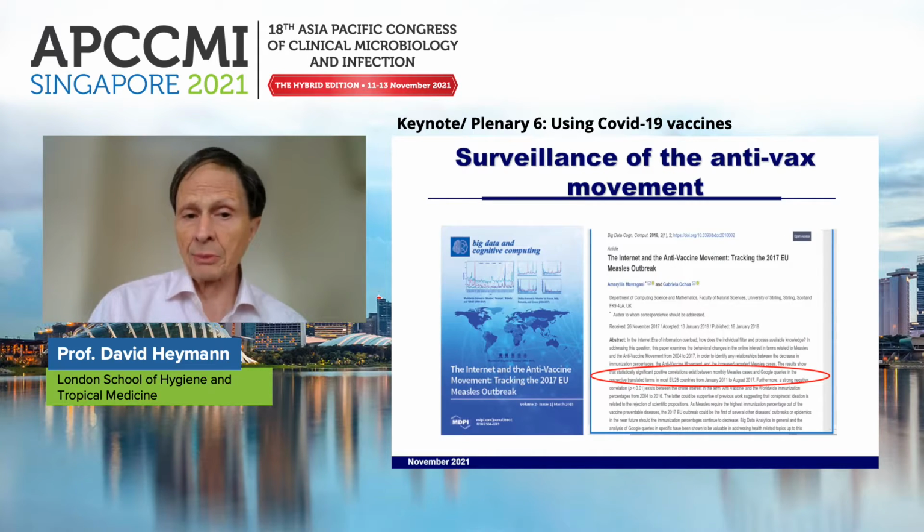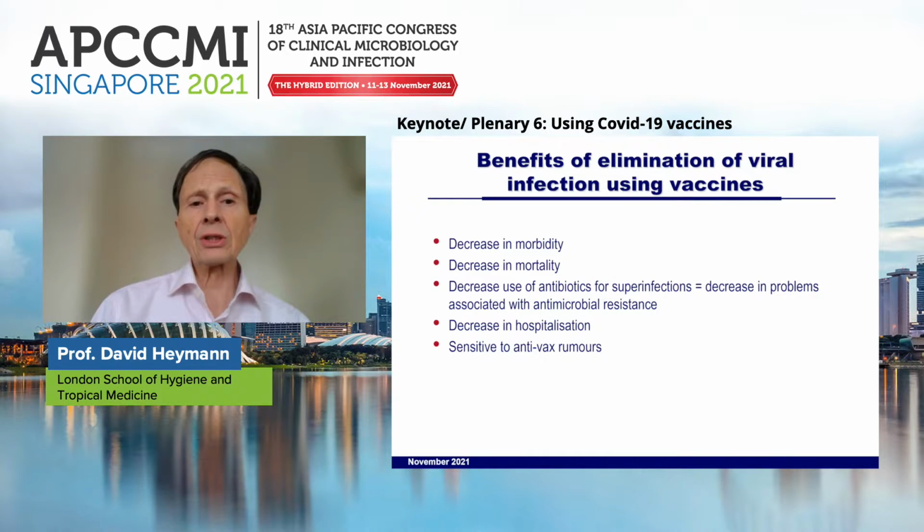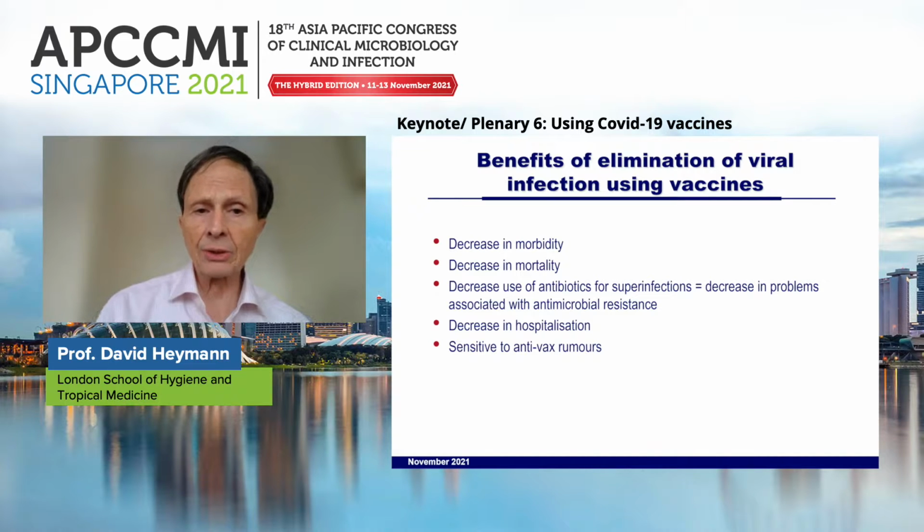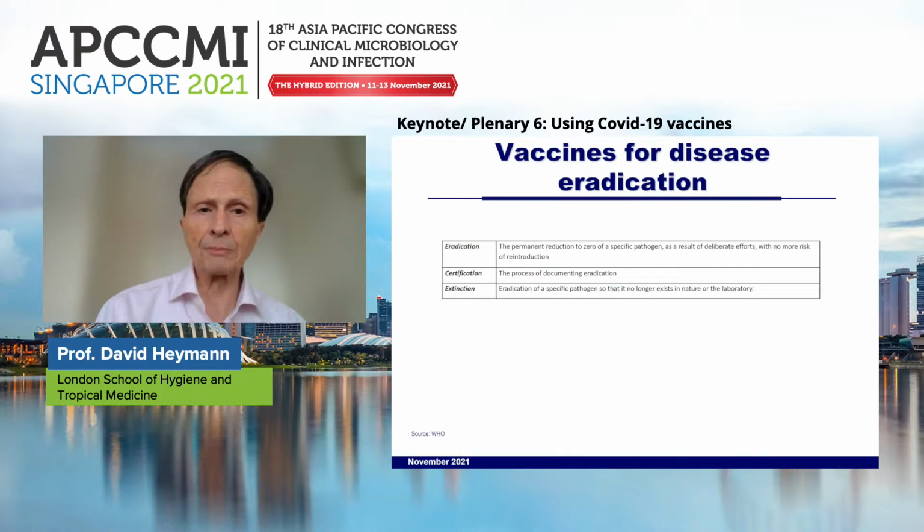And there are monitoring systems, such as in Europe, which give an indication of when rumors are important to observe, because they've seen here that there's an increase in requests on the internet for a disease when an anti-vaccination movement against that disease has occurred. But even so, bacterial vaccines like viral vaccines decrease mortality, decrease morbidity, decrease the use of antibiotics for superinfections, decrease hospitalization, but they, like all vaccinations, are sensitive to anti-vax rumors.